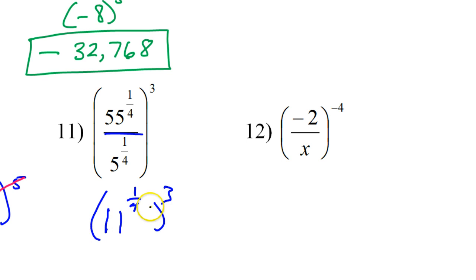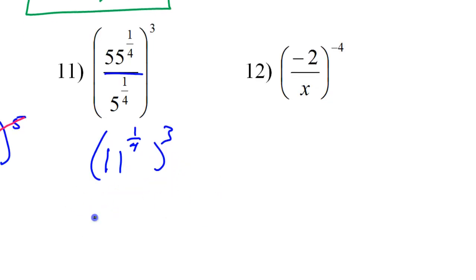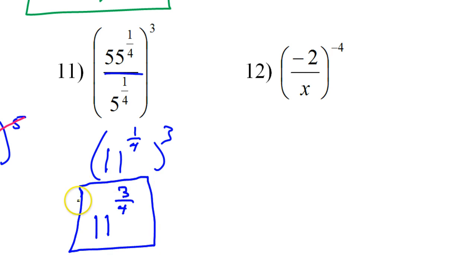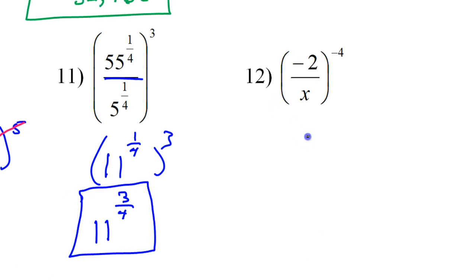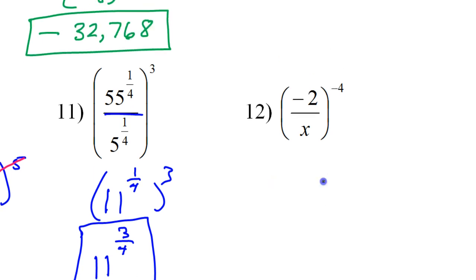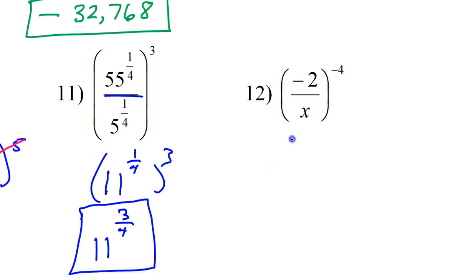then cubed. How do you raise a power to a power? You multiply. So this will just be 11 to the 3/4 power. And that's the best we can do for number 11. Alright, number 12 will be the last problem on this video. That'll be the end of part 1. And we will do the next part. There's 3 more parts coming, so stay tuned for those. But this will be the last problem on this video.